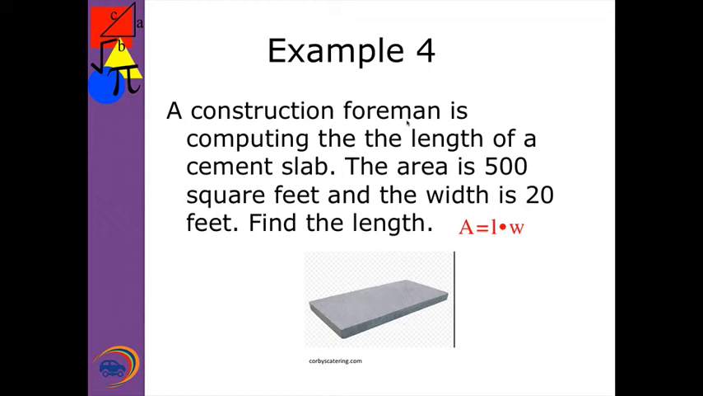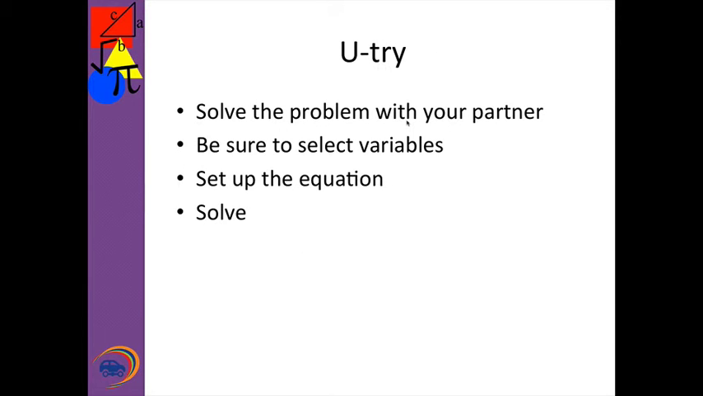So first of all, a construction foreman is computing the length of a cement slab, and I have a picture there. It's a rectangular slab. So the area is 500 square feet, and the width is 20 feet. Find the length. So the first thing you need to copy down is the right formula. Area is equal to length times width. Next, you're going to solve it with your partner: select the variable, set up the equation, and solve. Remember to label. I'll meet you back here in a couple minutes, so pause the video until you're through.